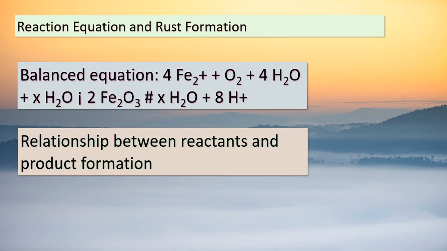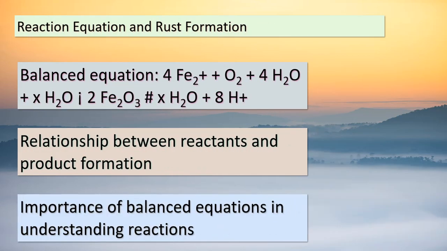Greetings, curious minds. Our quest for knowledge wouldn't be complete without delving into the specifics of reactions themselves. Today, we're presenting you with the balanced equation that encapsulates the process of rust formation. This equation elegantly captures the interaction between the reactants, 4 Fe2+ ions, oxygen, water, and xH2O molecules, and the resulting products, namely hydrated iron(III) oxide, Fe2O3, along with xH2O molecules and 8 H+ ions.